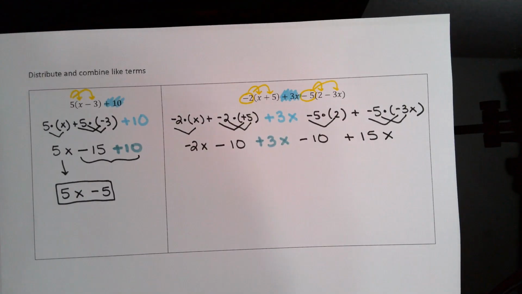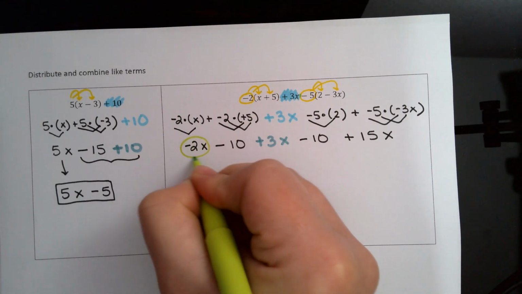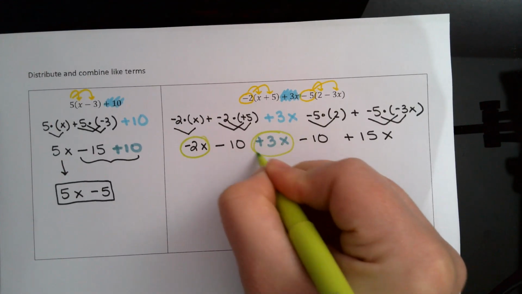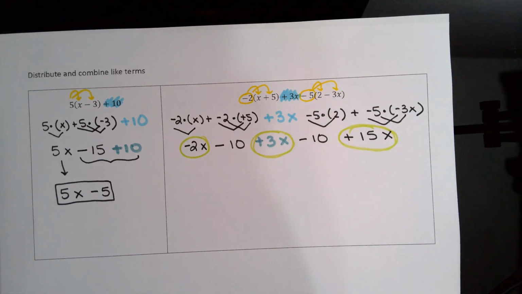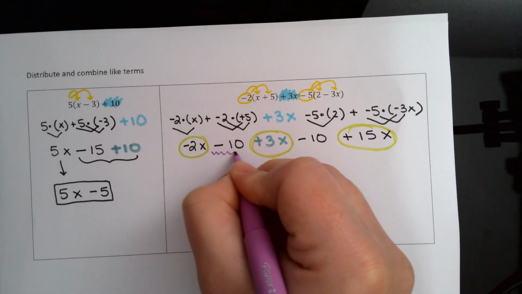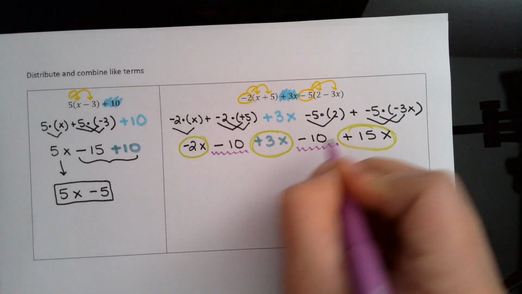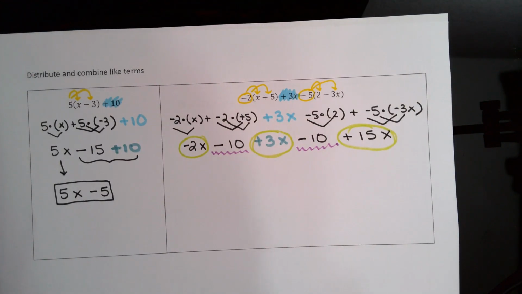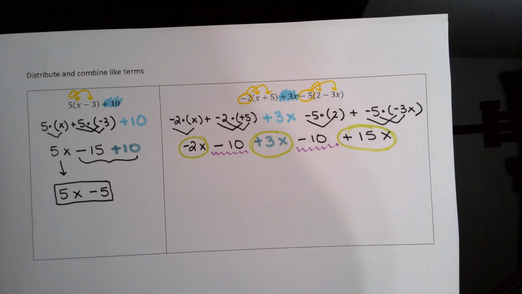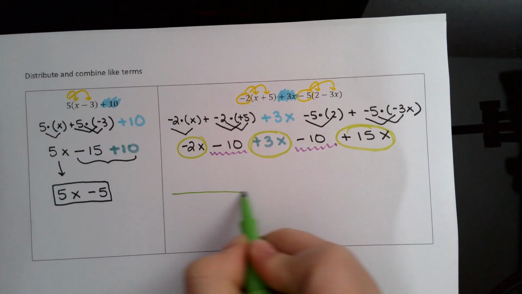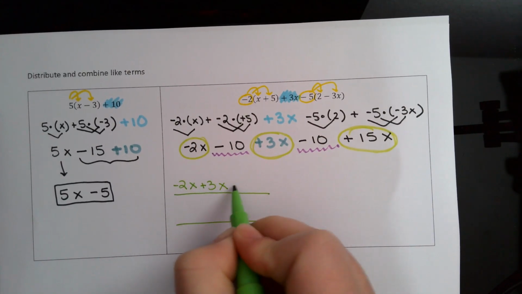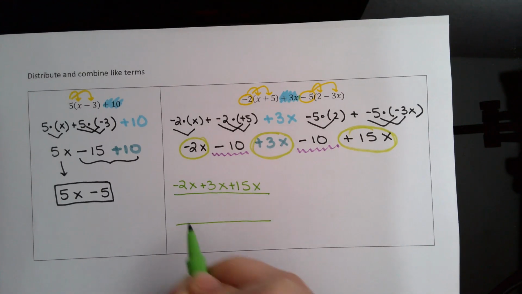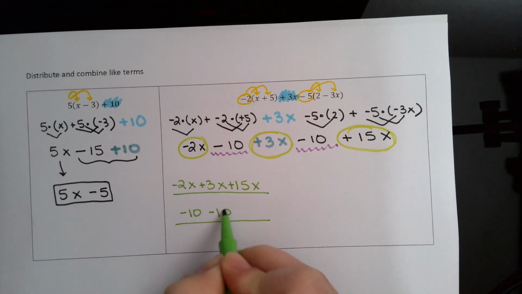Now here is where you're going to be actually combining the terms. So I have a -2x, a +3x, a +15x, and I have a -10, a -10. So you can do this two different ways. You can line them up. We kind of did the lining like this and write them out. And then we got -10, -10.